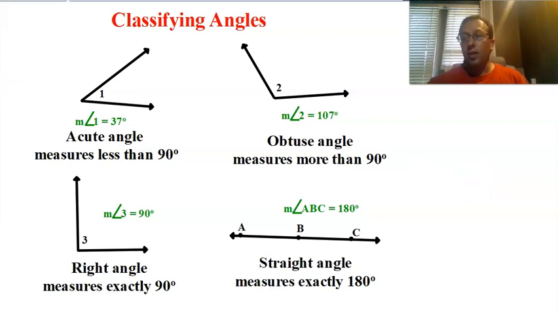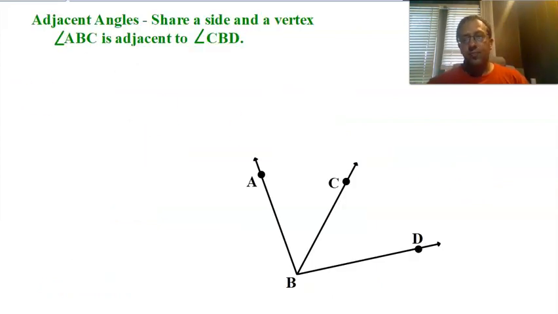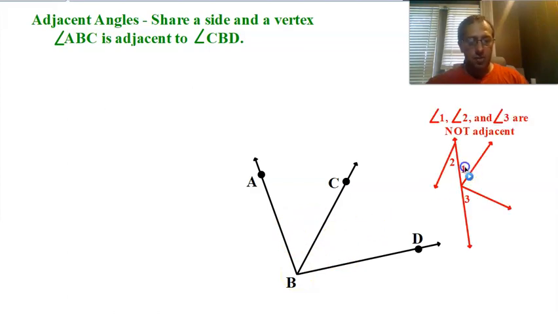That's a freebie. Okay, so definition, adjacent angles. These are adjacent angles. They share a side and they share a vertex. Notice both of these two angles here have a vertex at point B. All right, so these are adjacent angles.